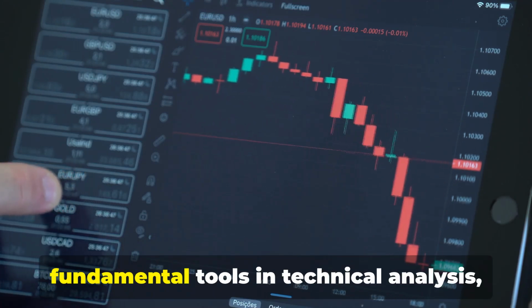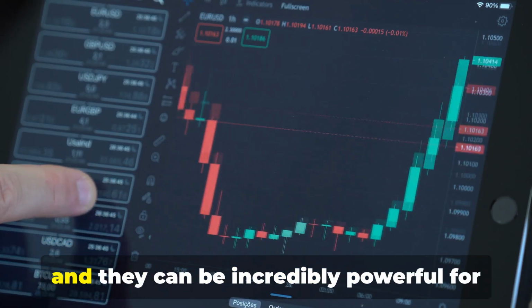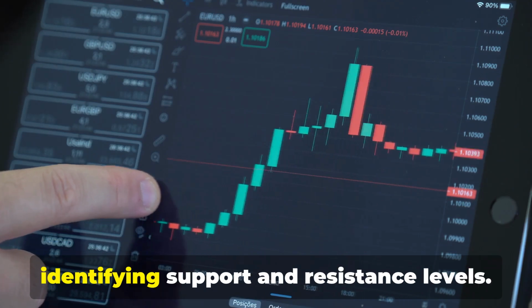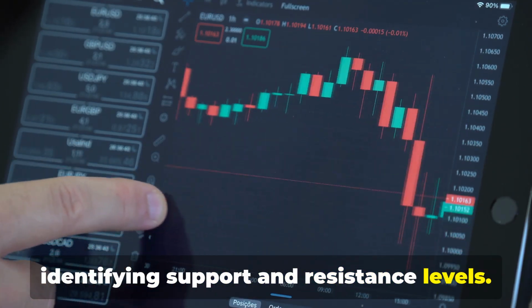Trendlines are one of the most fundamental tools in technical analysis, and they can be incredibly powerful for identifying support and resistance levels.